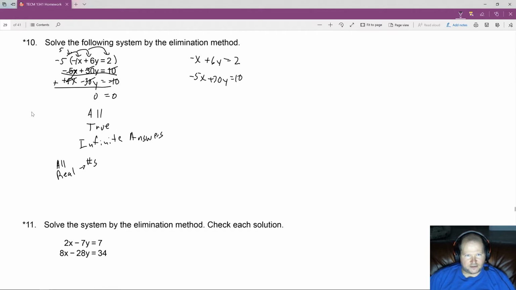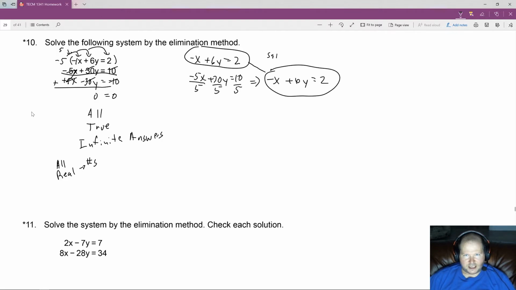And I'll prove that by dividing this entire equation by 5, which is what I was talking about earlier. That would give me negative x plus 6y is equal to 2. And you notice that these two equations are, in fact, the same equation. So when is something equal to itself is basically what we were asking there. Well, it's always equal to itself.